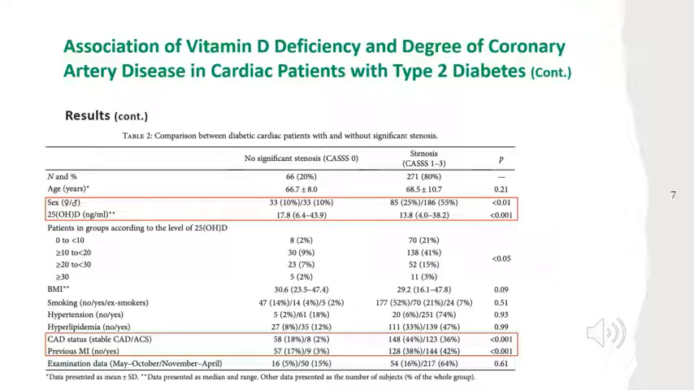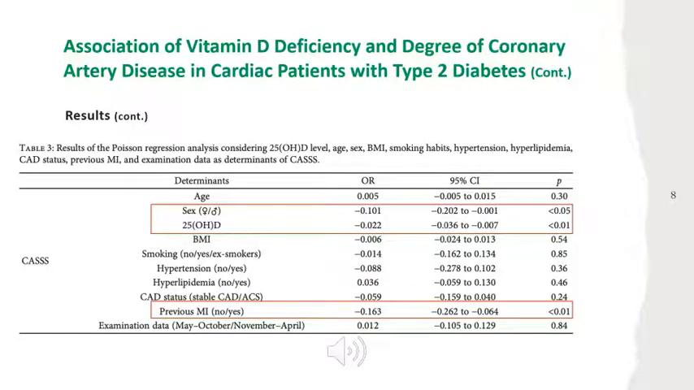There were significant differences in sex, 25-hydroxy vitamin D, CAD status, and previous myocardial infarction. From selected variables, sex, 25-hydroxy vitamin D, and previous myocardial infarction proved to be significant determinants of CASS.